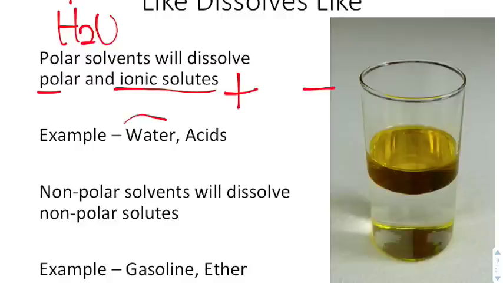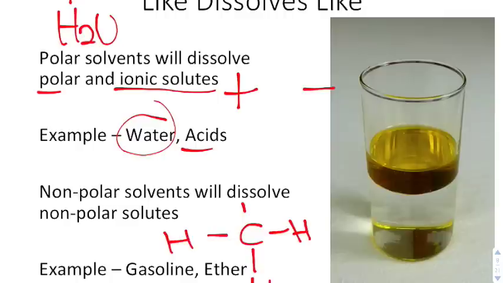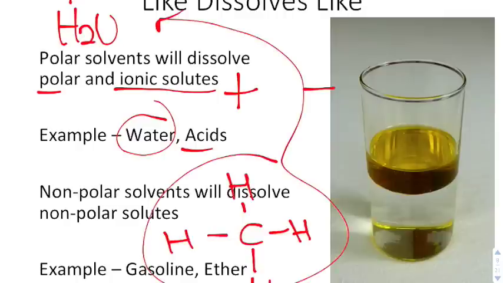So examples of that are water, and then you have some acids. A nonpolar solvent will dissolve nonpolar solutes. So for example, if you were to look at something like methane, methane is CH4, and there is no partial positive, there is no partial negative. So because of that, it's not like these two. It doesn't have a positive charge or a negative charge, and as a result, methane will not dissolve into water.